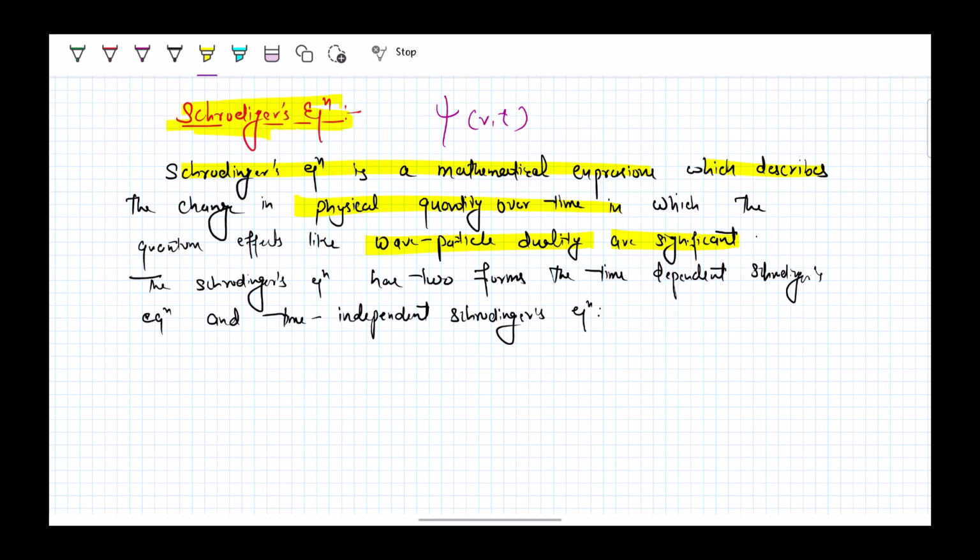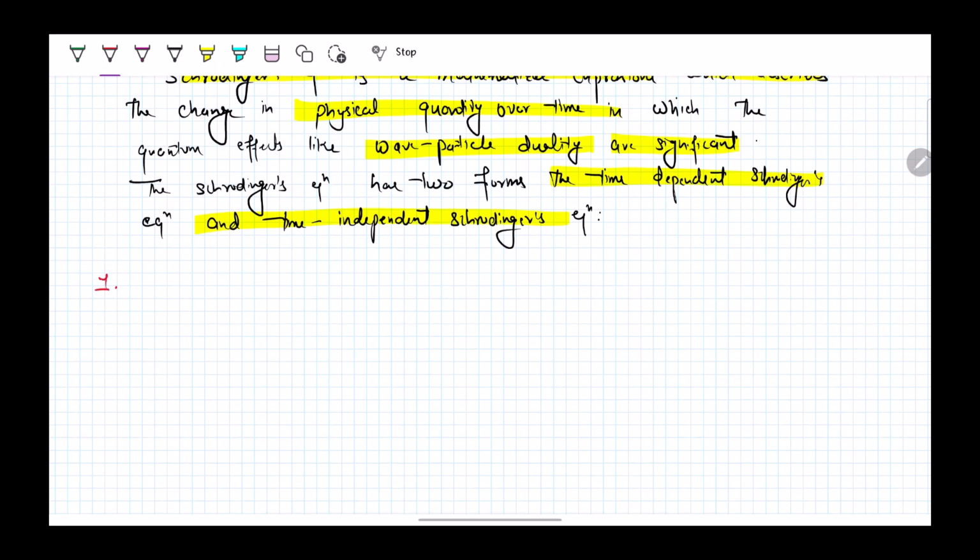And Schrodinger's equation has two forms. One is the time dependent Schrodinger's equation, and the second one is the time independent Schrodinger's equation. Okay, so let's start with the first one, that is the time dependent Schrodinger's equation.